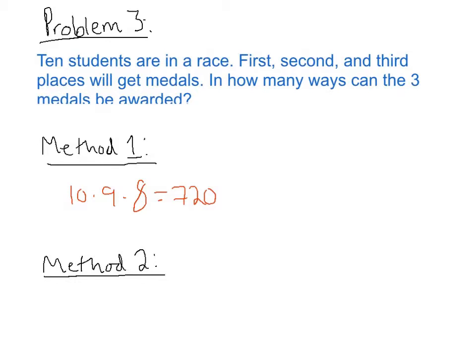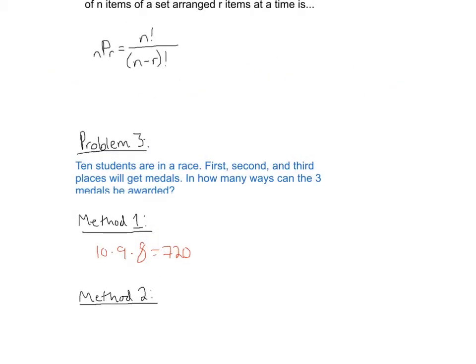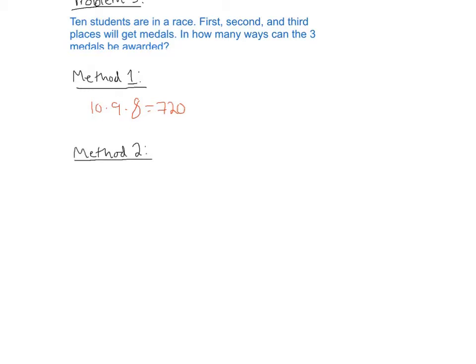Now, if we want to use the permutation formula that we just talked about, we would set it up as nPr. N is the total number of items, which is the 10 runners or racers. So n is 10, and then r is going to be how many items taken at a time. Since there's 3 medals, that would be 3.